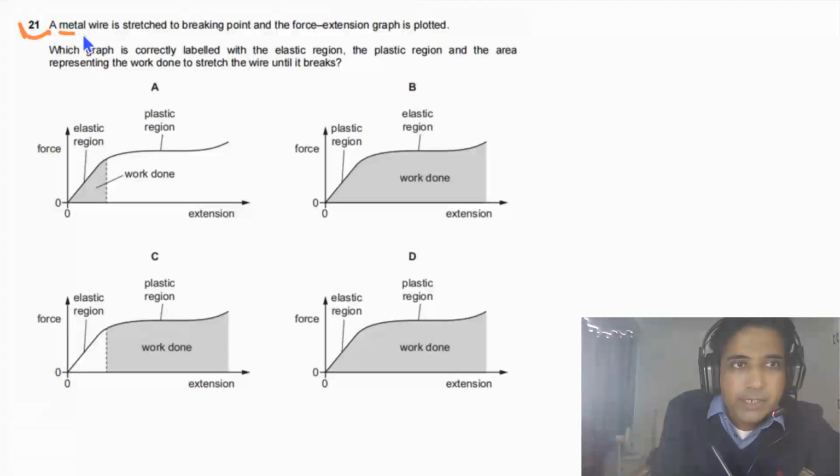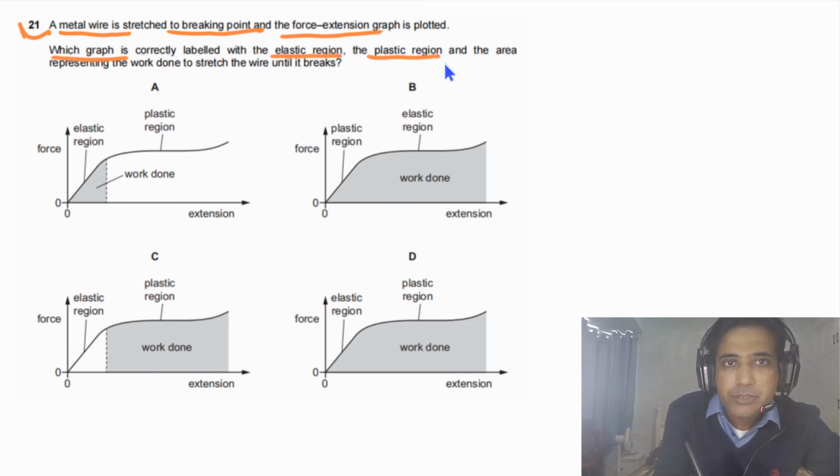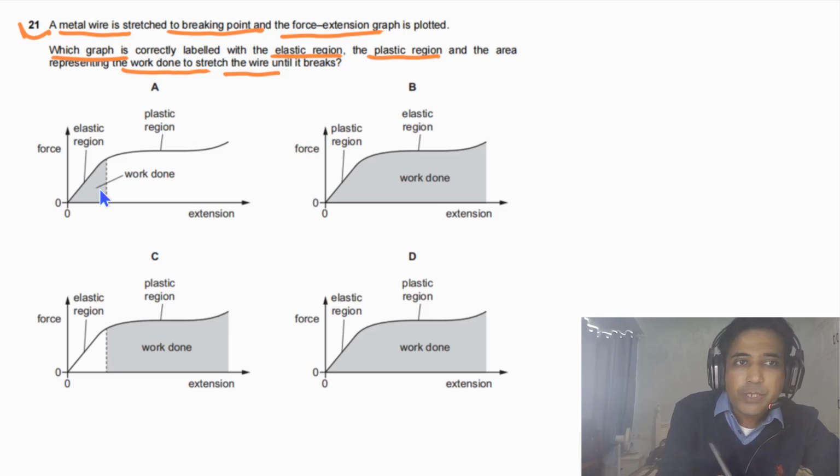Question 21 says a metal wire is stretched to breaking point and the force extension graph is plotted. Which graph is correctly labeled with the elastic region, the plastic region, and the area representing the work done to stretch the wire until it breaks? If you look at option A, elastic region, yes, force and extension are directly proportional, so this is right. Plastic region, this is right. Work done is not right.